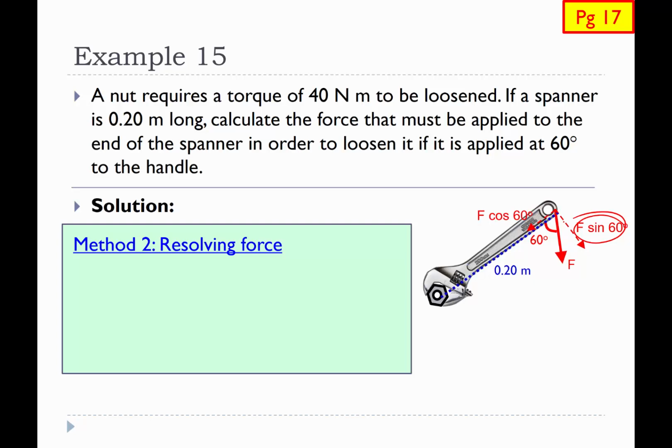By resolving force, I can immediately find the moment to be calculated based on this force, F sine 60 degrees, and 0.20 meter. So therefore, the torque, 40 newton meter, equals F sine 60 degrees multiplied by 0.20. I can find that the force is 230 Newton. So basically both ways will work. Sometimes it's easier for us to resolve the force. There will be occasions where it may be easier to resolve the distance. So look at the question carefully, analyze the question, and then apply the right method to solve that particular question.